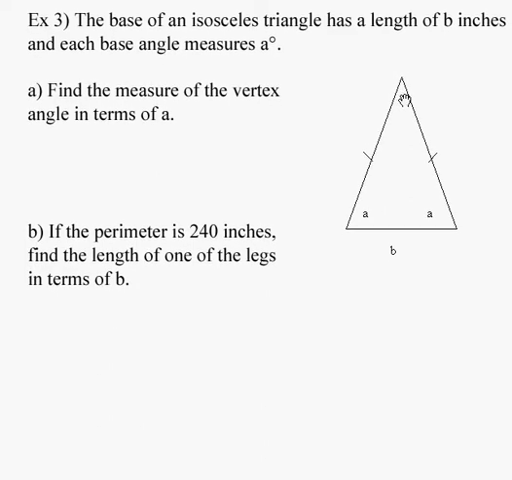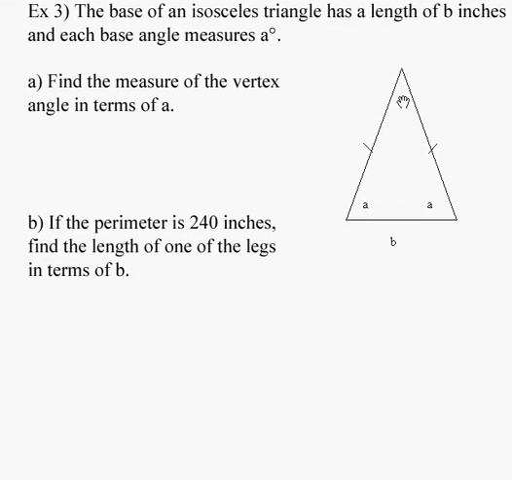And what we do know is that all three angles of a triangle add up to 180. So to find this missing angle, yep, you're right, we're going to take 180 minus the other two angles. So 180 minus (a plus a), or 180 minus 2 of those a, and that is my degree measure for the angle of my vertex. Okay, 180 minus the 2a.